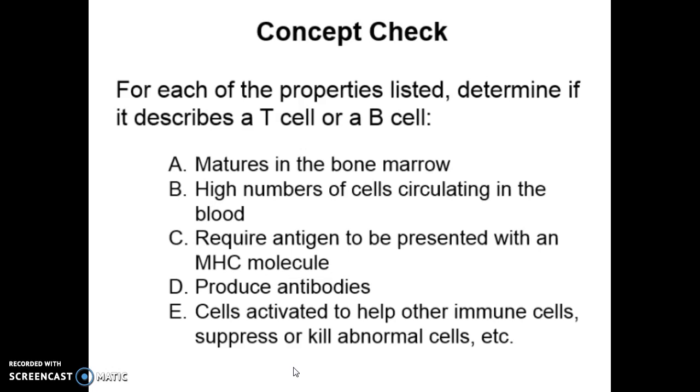Produces antibodies. Antibodies are the main player. That's an immunoglobulin within the B cells. So B cells for option D. And cells that are activated to help other immune cells or to suppress or kill abnormal cells, that's going to be a property of T cells.